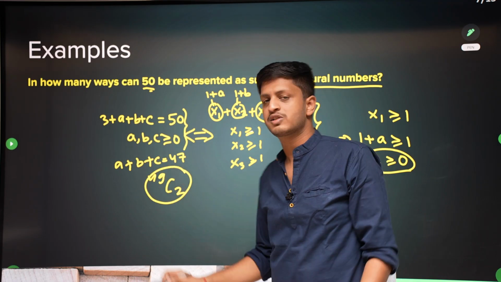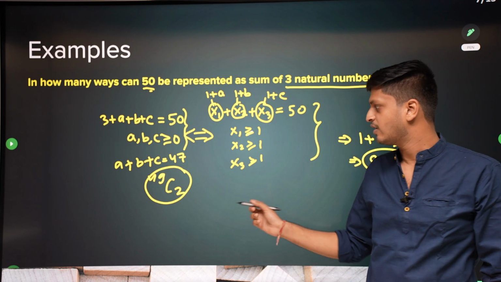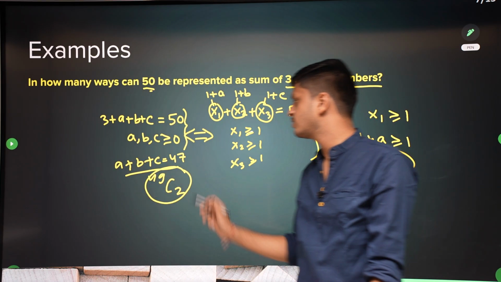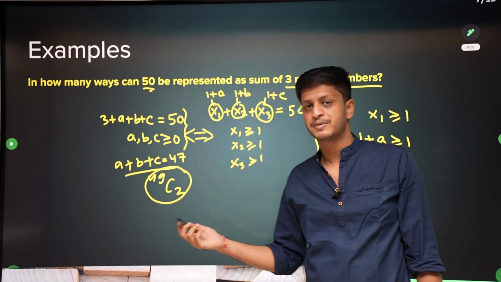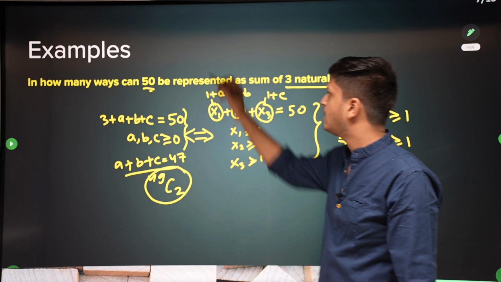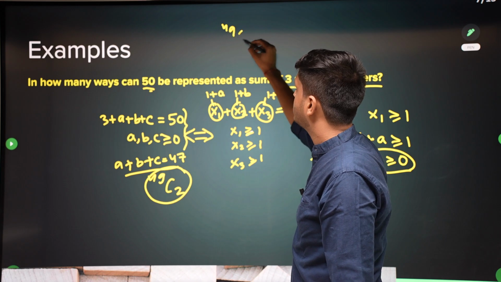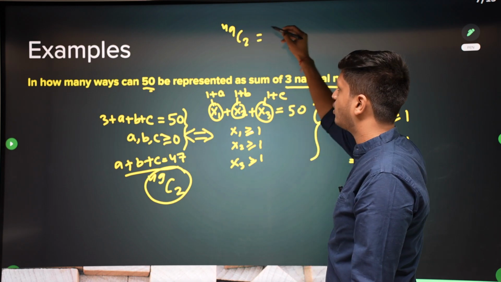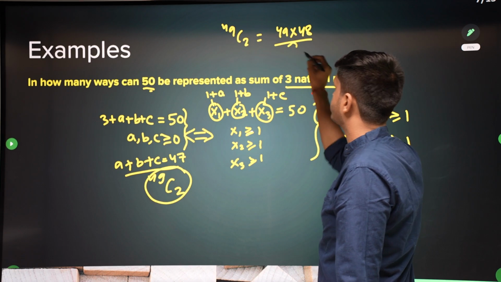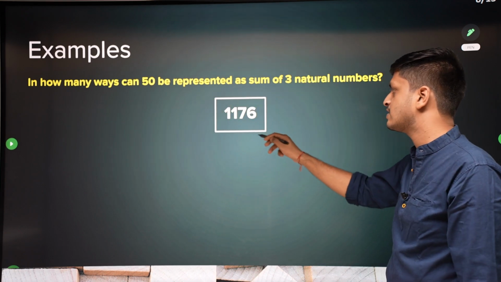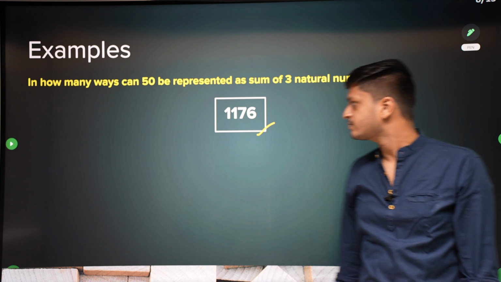So this is how to solve 47 and 2 partitions, so 49 C2. If you create 49 boxes, insert 2 sticks, you will get all the different ways in which you can solve this problem, okay? So there are 49 C2 ways in which 50 can be represented as a sum of 3 natural numbers. How to solve it? Always combination. So like always go with permutation first, 49 into 48 upon 2. This is 49 C2. It will be 1176, you can check, okay?